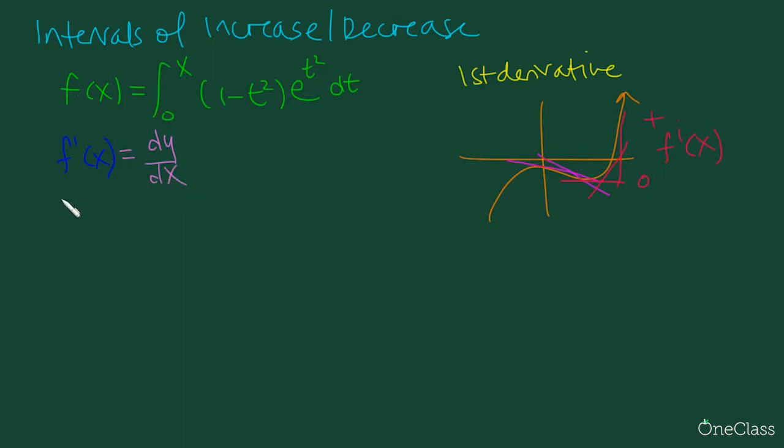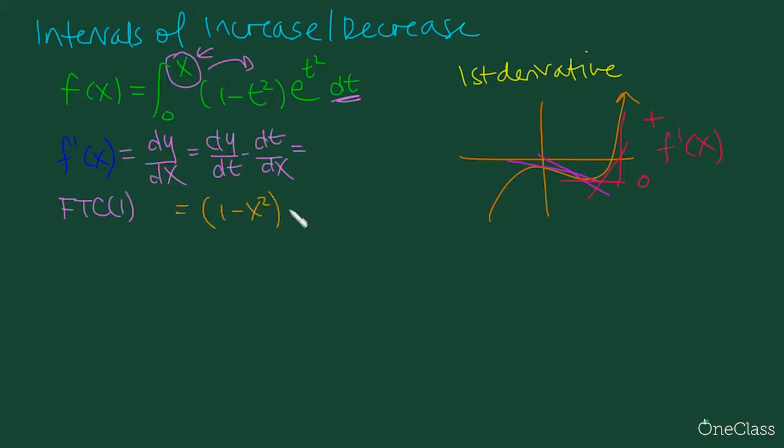So that brings us to the first fundamental theorem of calculus, part one. So here that is dy over dt in terms of t, dt over dx. And notice it's a very convenient one. It's just going to be one. So all we have to do is just plug in the x wherever t is. So this tells us that it will be 1 minus x to the power of 2, e to the power of x to the power of 2. So this is our first derivative expression.